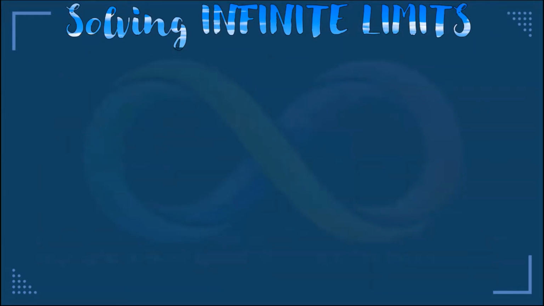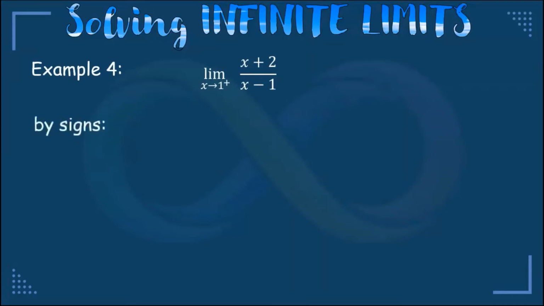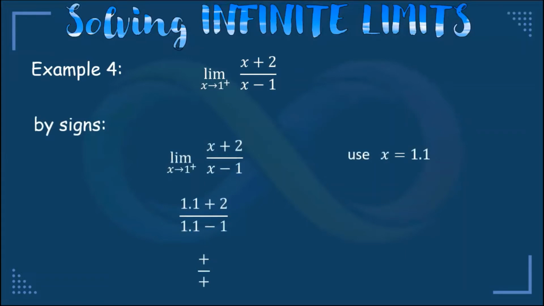The other method in solving for the infinite limit is by examining the sign. Limit of the function as x approaches 1 from the right. This time, instead of using many values, we will just use one value from the right of the approach value 1. Substitute it to the function and examine the sign. We have positive over positive as the result, therefore the limit of the function is positive infinity.